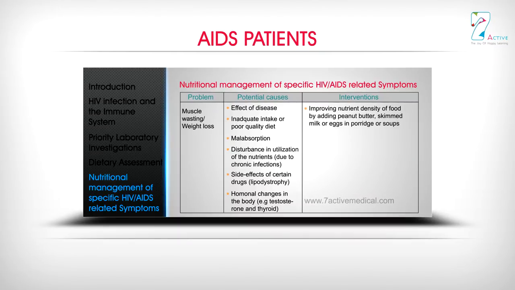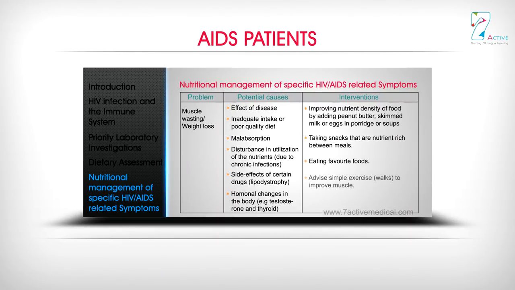Improving nutrient density of food by adding peanut butter, skimmed milk, or eggs in porridge or soups. Taking snacks that are nutrient-rich between meals. Eating favorite foods. Advise simple exercises, walks, to improve muscle. Weigh client at least every 2 months.